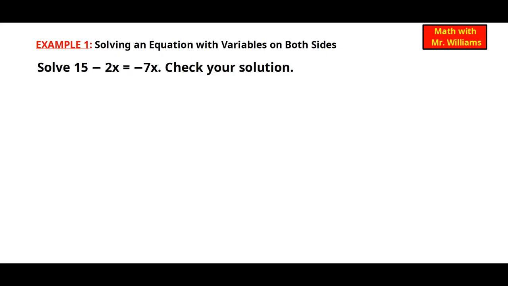Math with Mr. Williams, example 1. Solving an equation with variables on both sides. Solve 15 minus 2x equals negative 7x. Check your solution. So let's go ahead and start off by rewriting our equation.